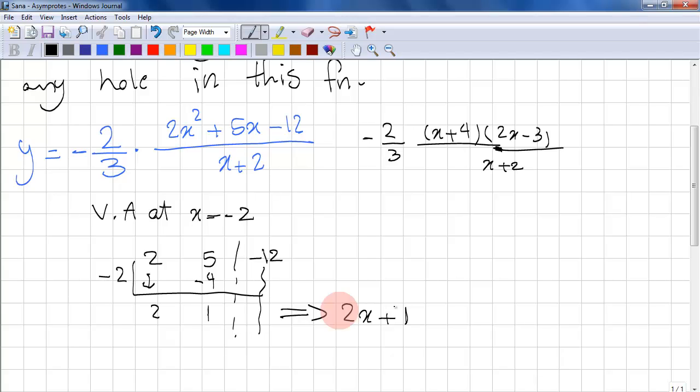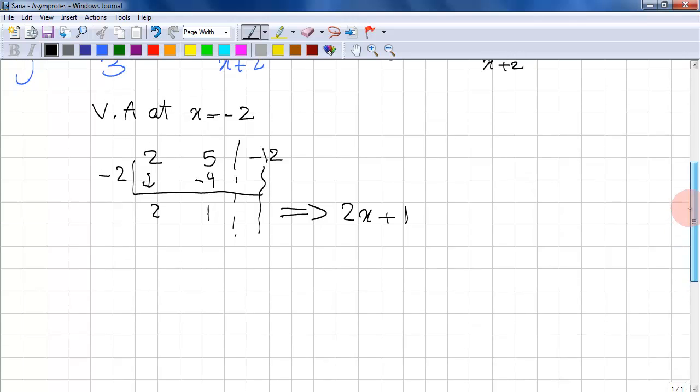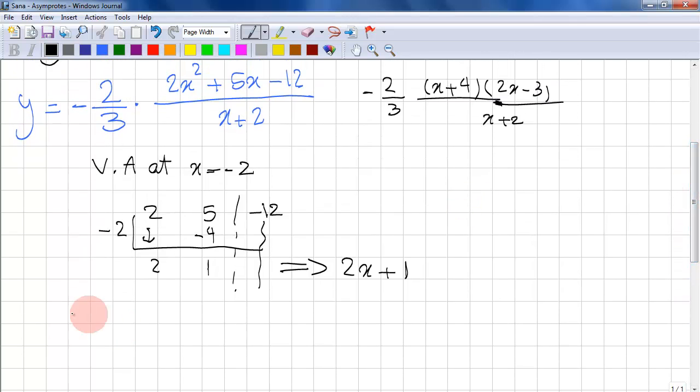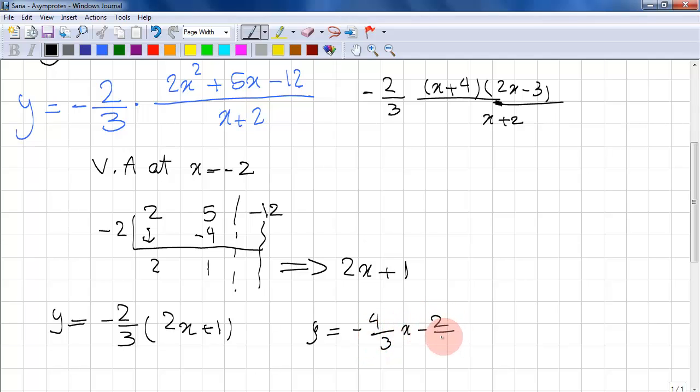But we can't just use this 2x plus 1. We have a -2/3 here, so we have to multiply that. So for the slant asymptote, we get y equals -2/3 times (2x plus 1), which will give us y equals -4/3 x minus 2/3.